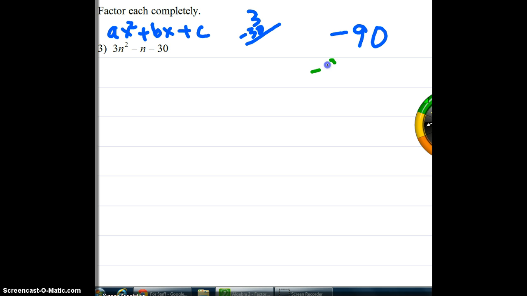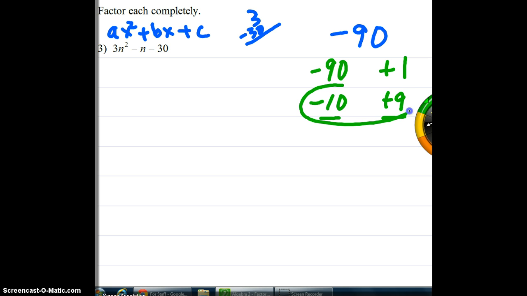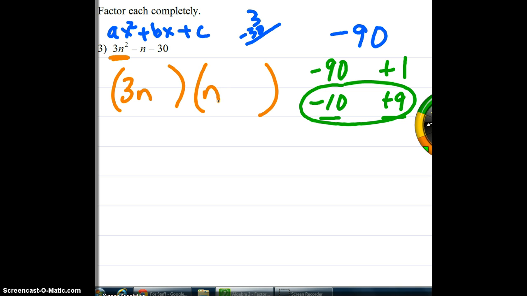So I know I have to do positive, negative, positive, negative, and once I choose a positive and a negative that multiply to be a negative, and we add up to negative 1. Once I have those values, I'm going to use those, but I'm going to use them a little different than I did the other day. Why? Because I have a coefficient in front of the n term. So this is just a 3n and an n. Again, that's the only way to get 3n squared. I can't just put in the 10 and negative 9 here, because then I would get a negative 90 and I only need a negative 30. So this has to be a 9n, and this inside here has to be a negative 10n.